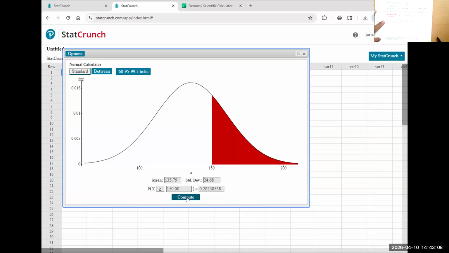Now, as we go to the next problem, keeping track of that same population that we're drawing from, now we're going to take a sample. And that's where we want to pay attention.